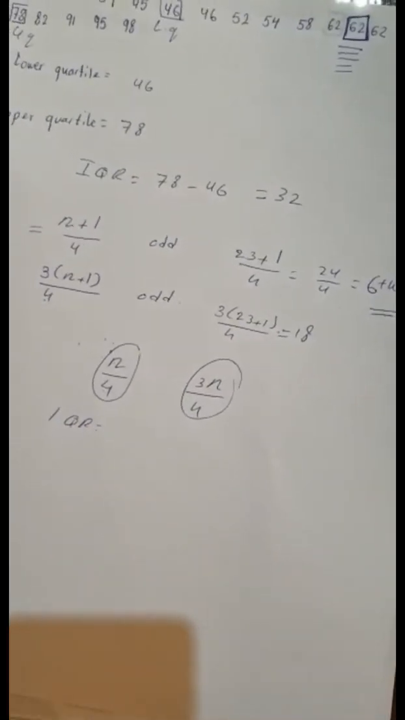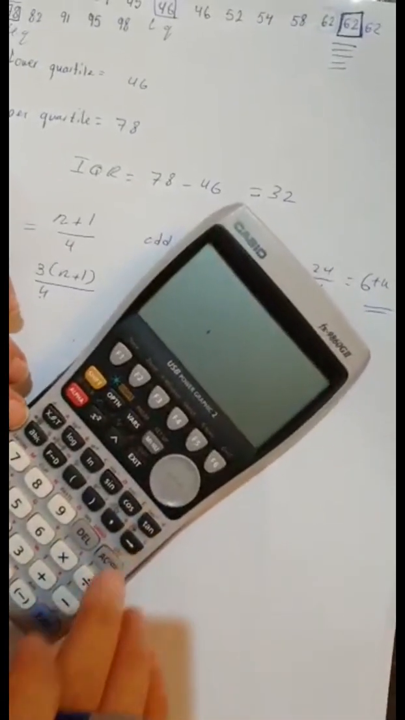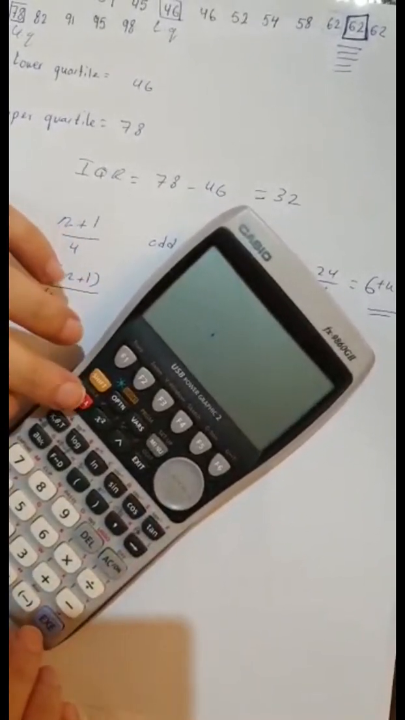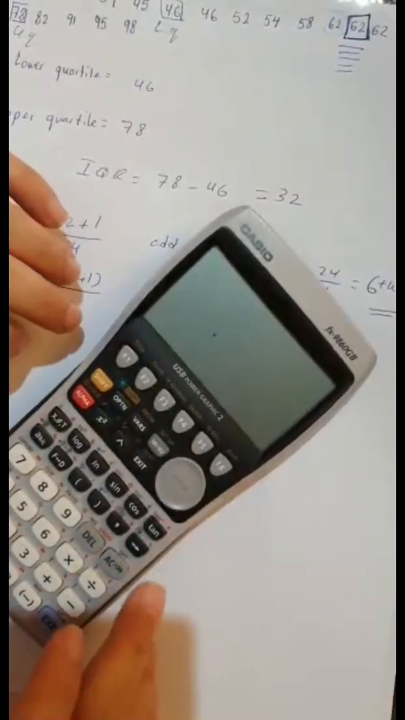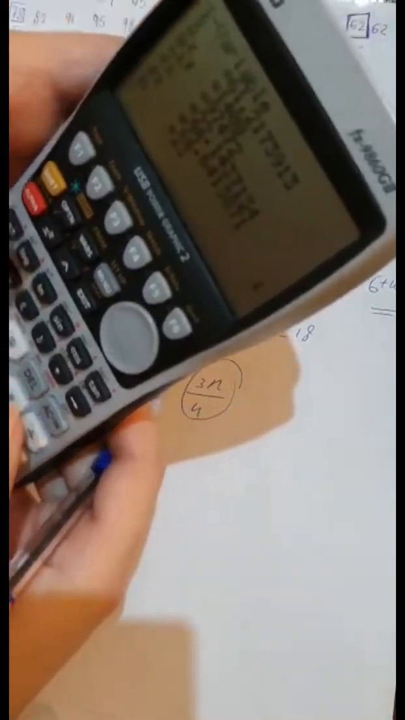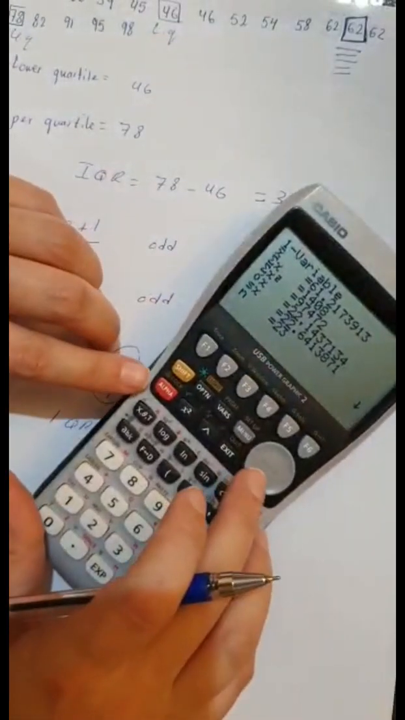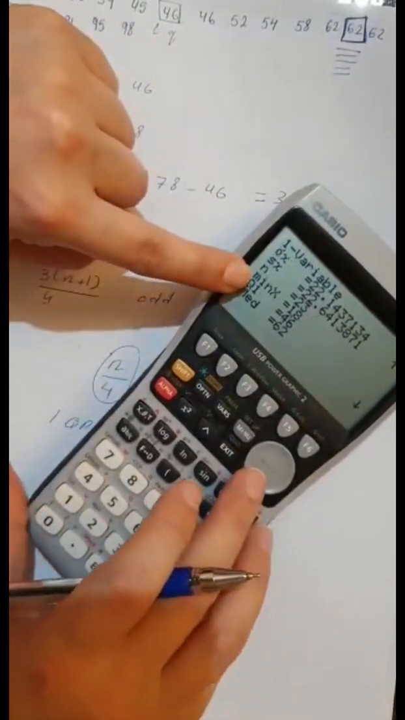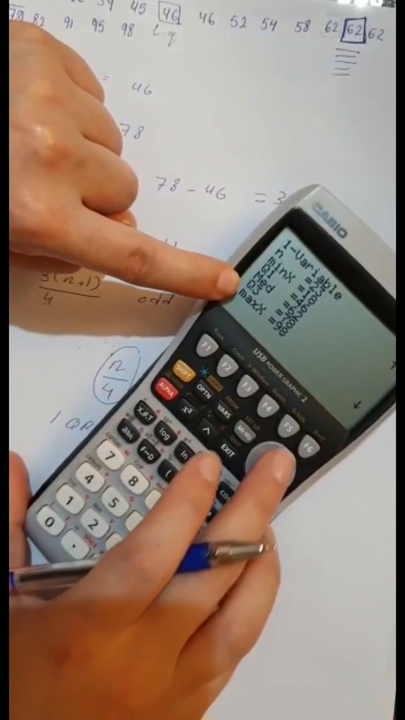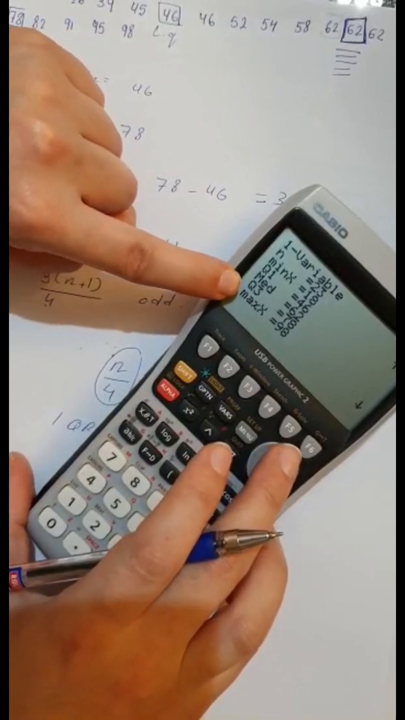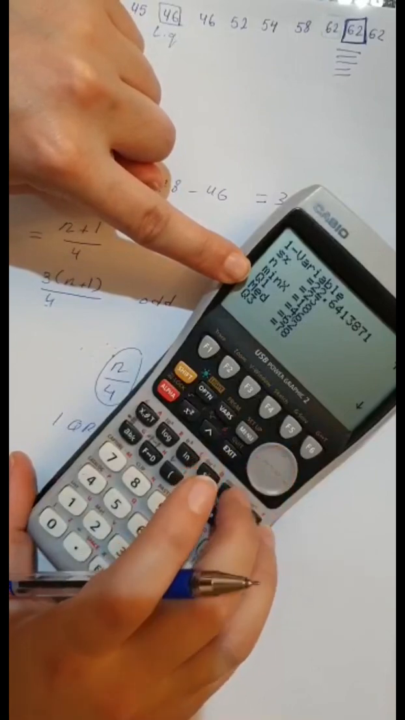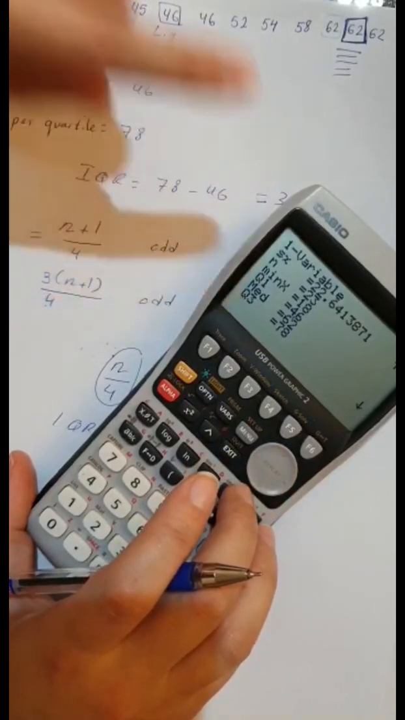Now, how can I use the calculator to get this? An easy way to use the calculator, I'm going to start with this one. In this case, I can find Q1 of the values and Q3 of the values. It's given in the calculator, Q1 and Q3. Q1 will be the lower quartile, and Q3 will be the upper quartile.